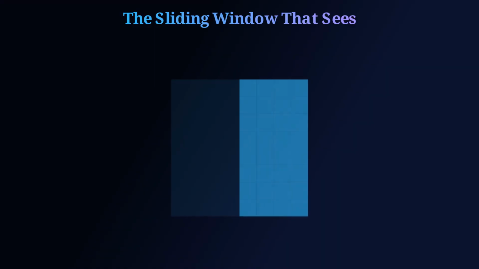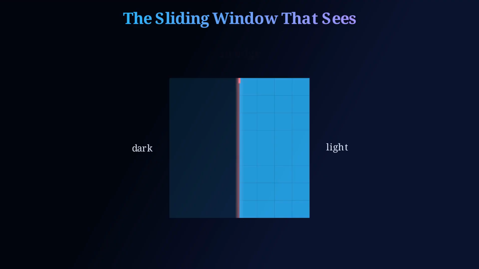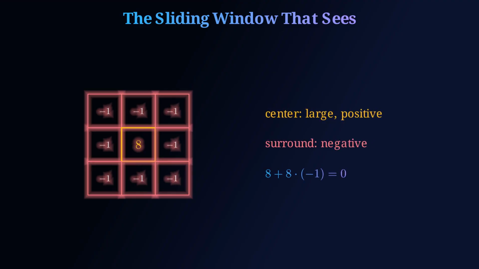Now the opposite goal, detecting edges. An edge is a place where brightness suddenly jumps, dark on one side, light on the other. So we want a kernel that outputs a big number when neighbors disagree and near 0 when they're all the same. Here's the clever construction. Make the center weight large and positive, and the surrounding weights negative, arranged so they all sum to 0. When the patch is flat, the pluses and minuses cancel, output 0. When there's a jump, they don't cancel.